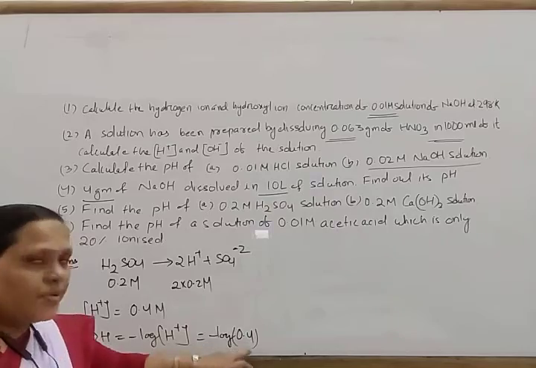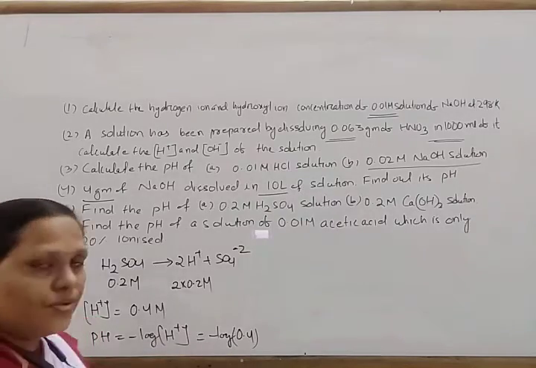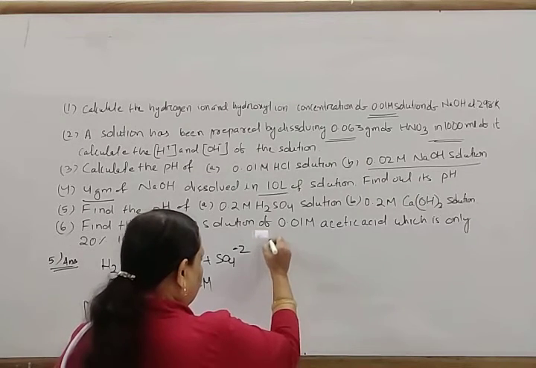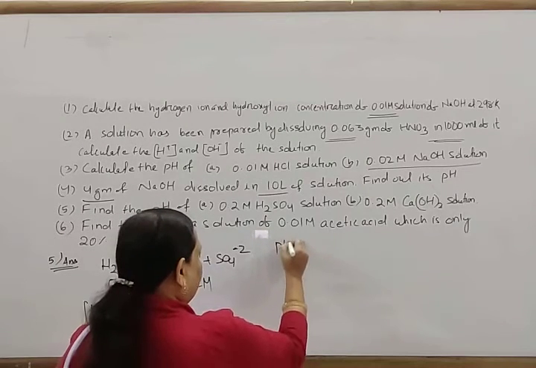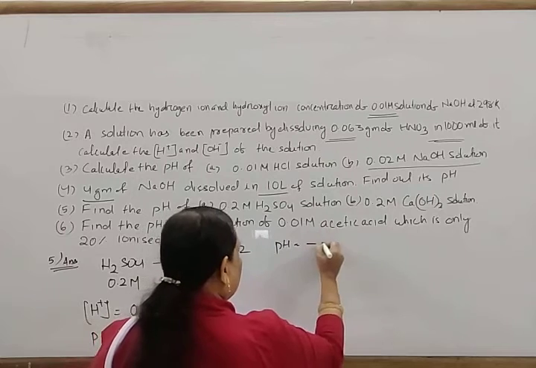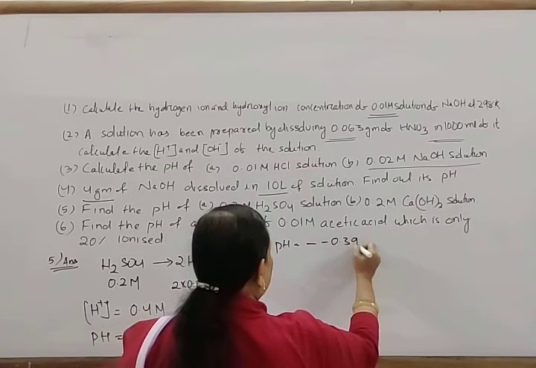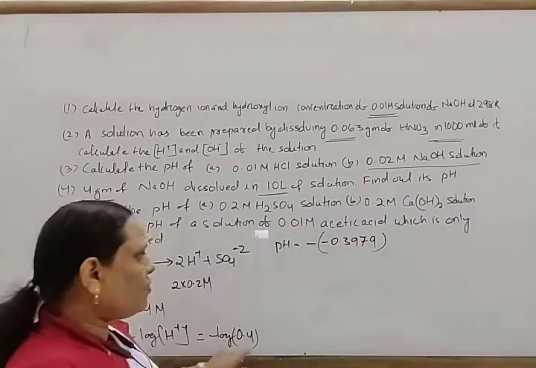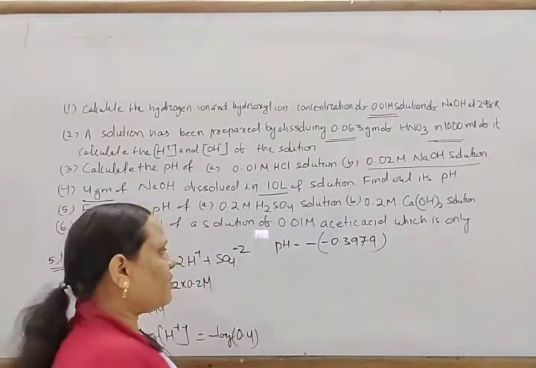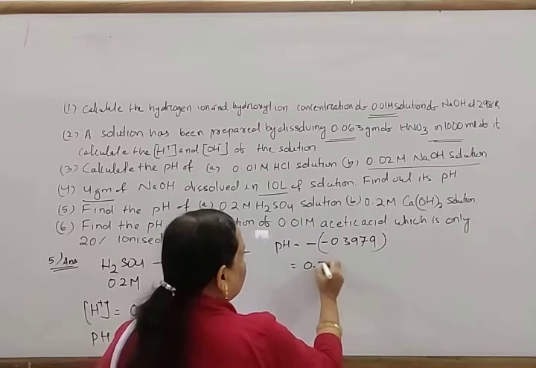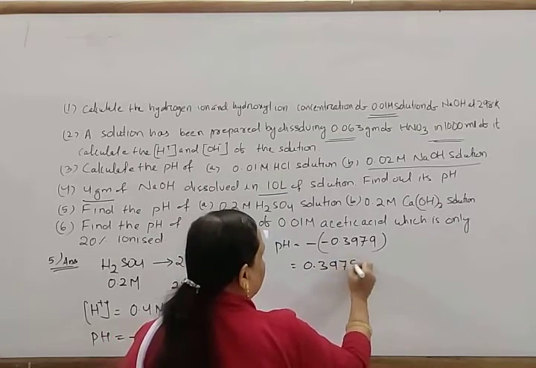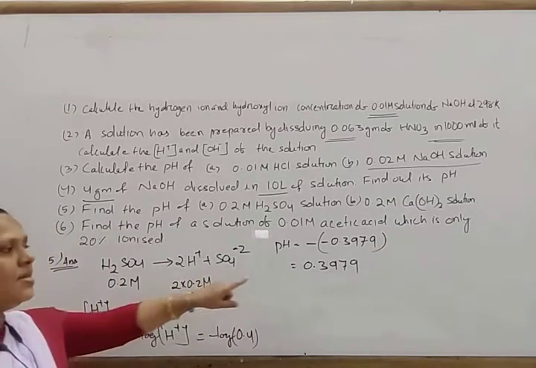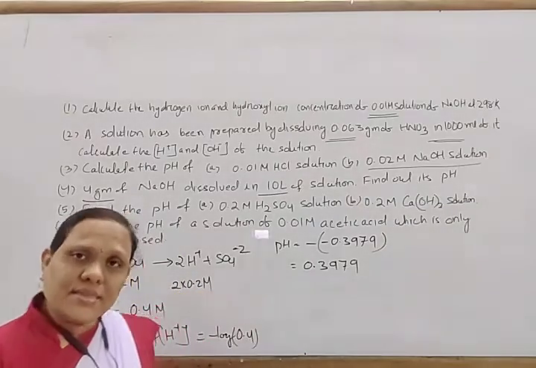So log 0.4 has the value minus 0.3979. So pH is equal to minus of minus 0.3979. So the pH of sulfuric acid is 0.3979.